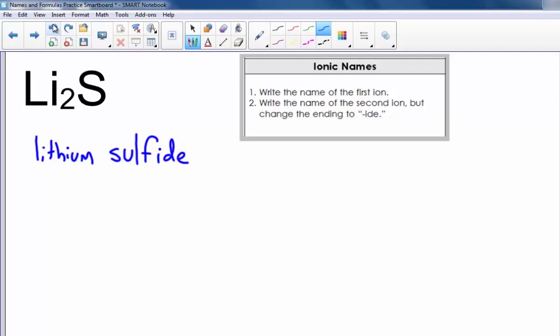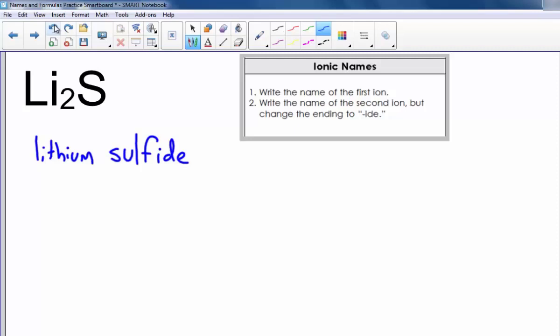Now it's really important to note right here that there's a 2 in the formula, but I do not have to record that information in the name. You're going to see where we will later, but for ionic substances, we never have to look at the subscripts in a formula to help us with a name.